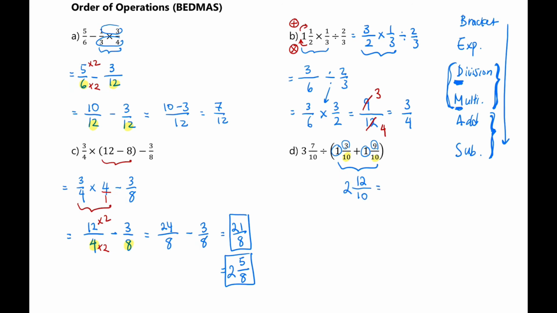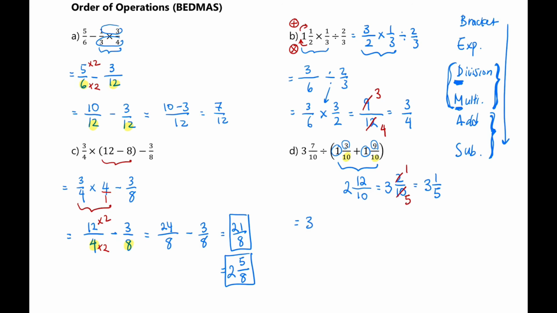Okay, so let's rewrite this. How many 10s go into 12? Once. So we're going to add that 1 into the whole number in the front. So we get 3 in the front. The same denominator 10, and we're left over with 2 on the top. You can simplify this further by dividing both top and bottom by 2. So we have 1 on the top, 5 on the bottom. We have 3 and 1 over 5 inside the bracket.